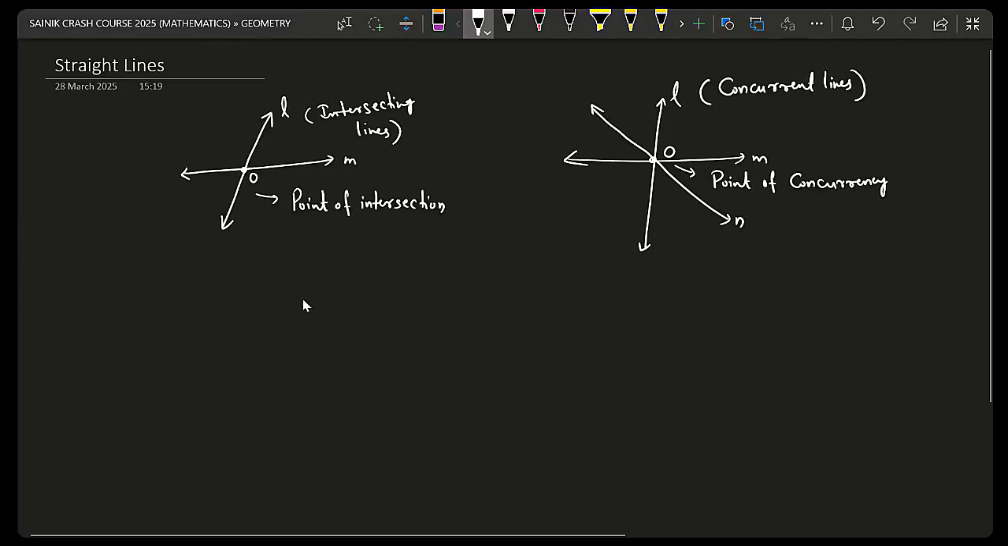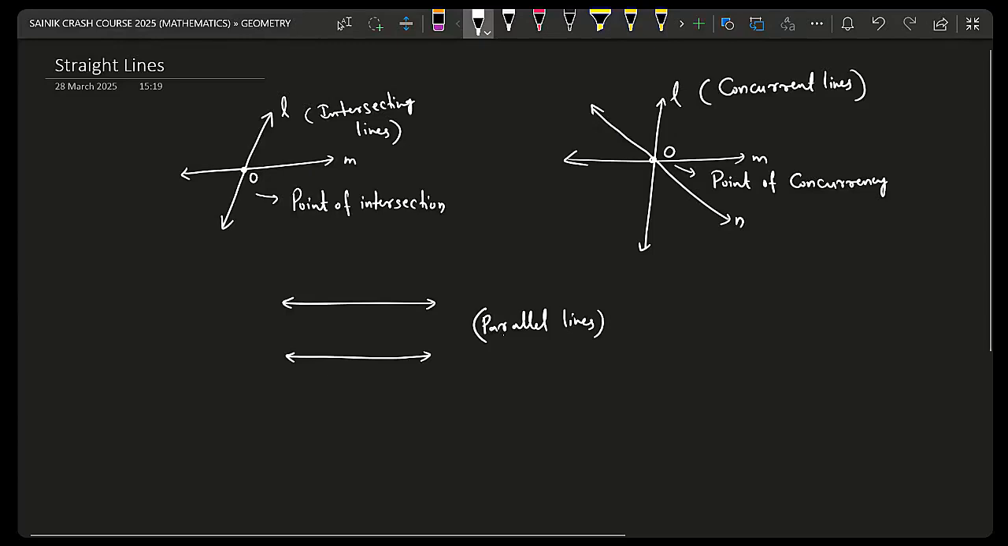But for more than two straight lines, we will call them concurrent lines. And sometimes two lines are not sharing any common point, even if you extend them infinitely. Like on the right or on the left, they are not going to meet. Such types of lines are called parallel lines. So the number of common points between parallel lines is 0 because they are not going to meet anywhere.